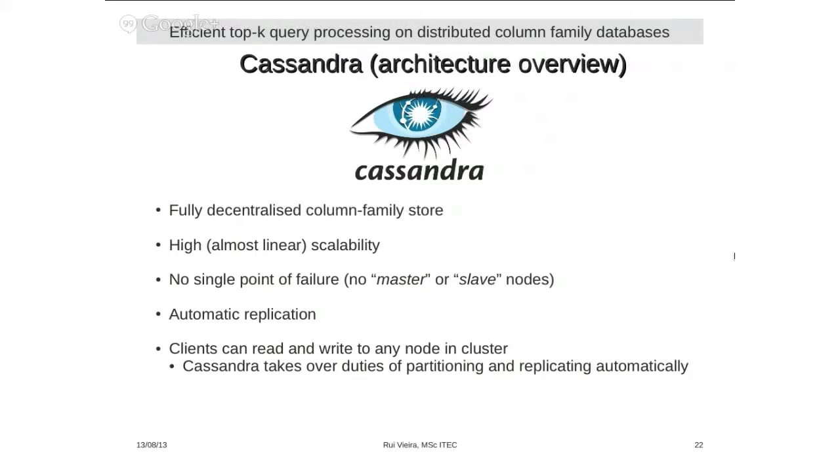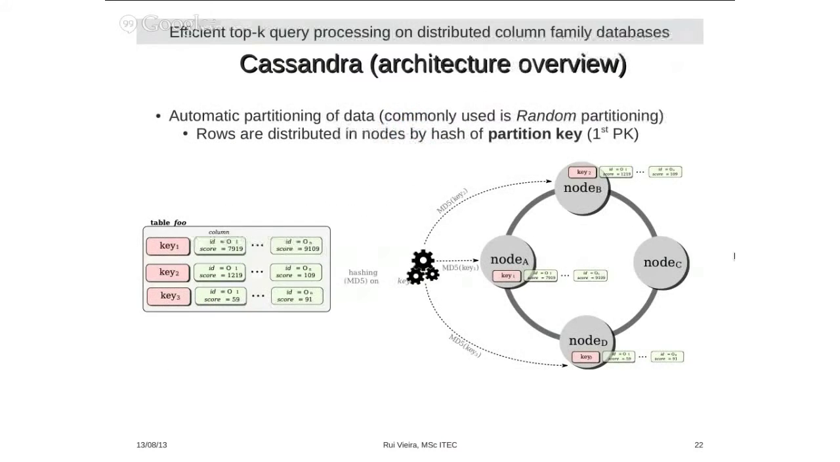Cassandra is a fully decentralized column family store. It's widely used in analytics due to its famous scalability, almost linear scalability. It has no single point of failure, so there are no master or slave nodes. It performs automatic replication, and also, as it is decentralized, clients can read or write to any node on the cluster, and Cassandra automatically takes over any duty of reorienting answers, or in case of writes, redistributing the database into a consistent state.